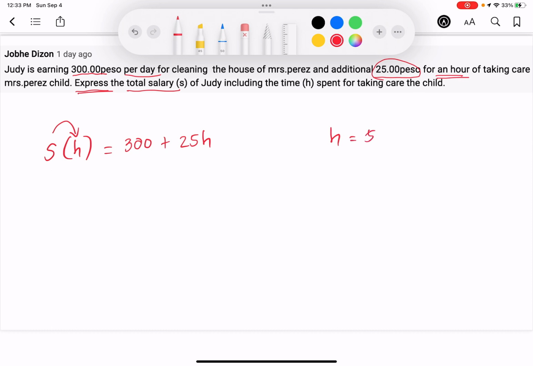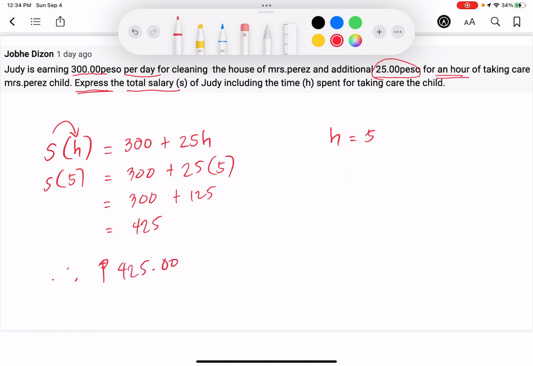So, kunyari, nagtrabaho ka buong maghapon, naglinis ka ng bahay, and at the same time, you took care of Mrs. Perez's child for, let's say, H equals 5 hours. So, meron kang extra na 5. So, S of 5 is equal to 300 plus 25 times 5. Ano ba ang 25 times 5? It's 125. So, 300 plus 125 and you will get 425. Ibig sabihin, you will be paid 425 pesos for that day.